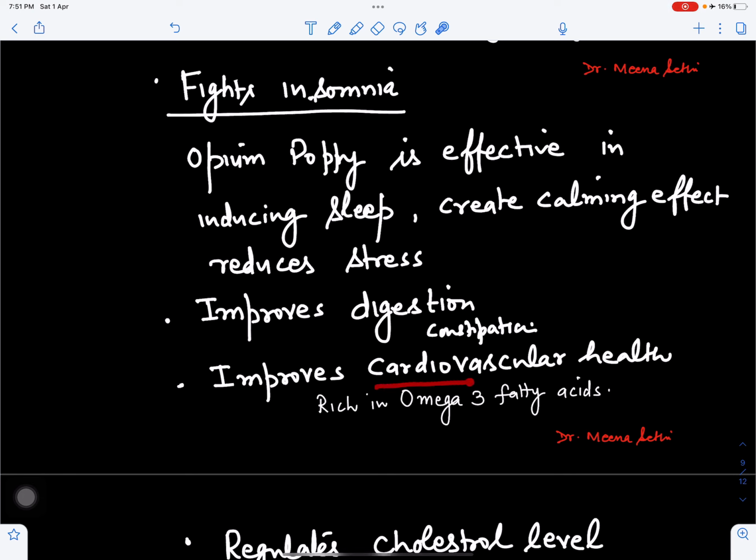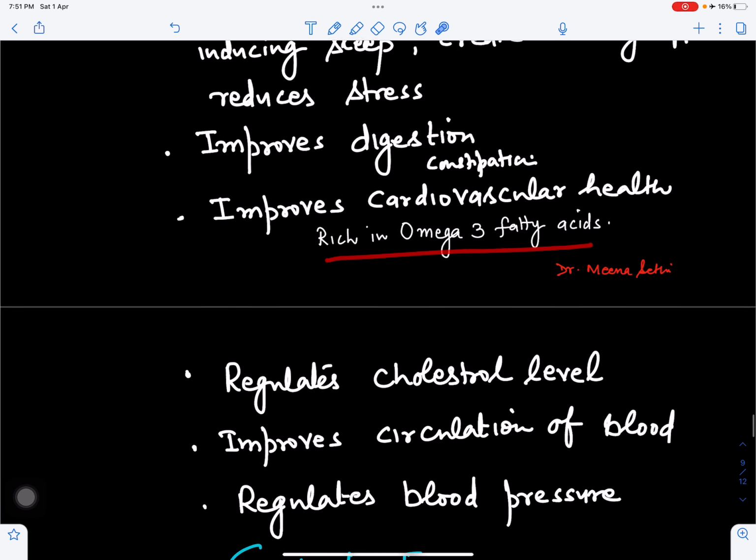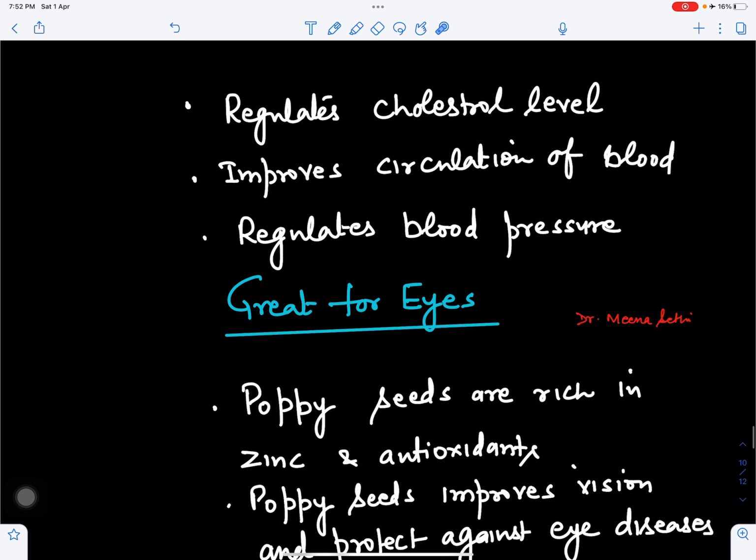As we discussed, this is good for cardiovascular health. It thins the blood a little and helps in the movement of the blood, because its seeds are rich in omega-3 fatty acids. Its seeds also help in controlling the cholesterol level, fat level. And they also improve the circulation of the blood because it is rich in iron. So this is quite good for cardiovascular health.